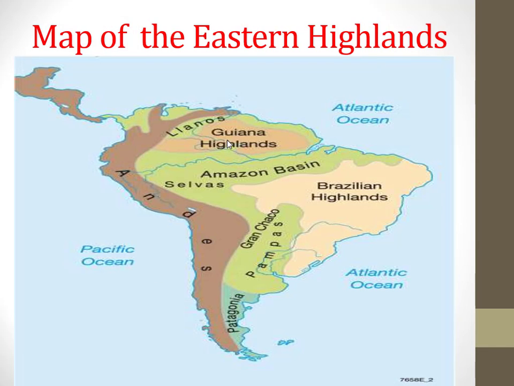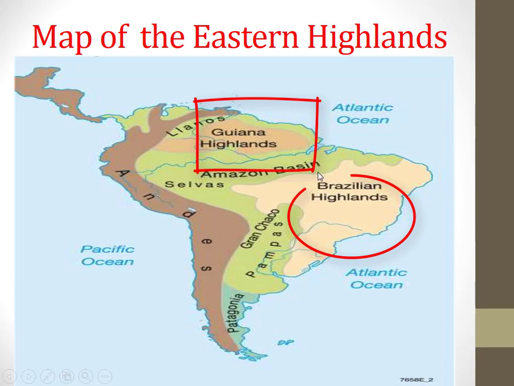Here's the map. You have in the north Eastern Highlands, Guyana Highlands in the north, and here Brazilian Highlands in the south. So Eastern Highlands are in the east. They were very old, formed at the same time like the Appalachians in North America. They were divided into Guyana Highlands in the north and Brazilian Highlands in the south. Let's go next.